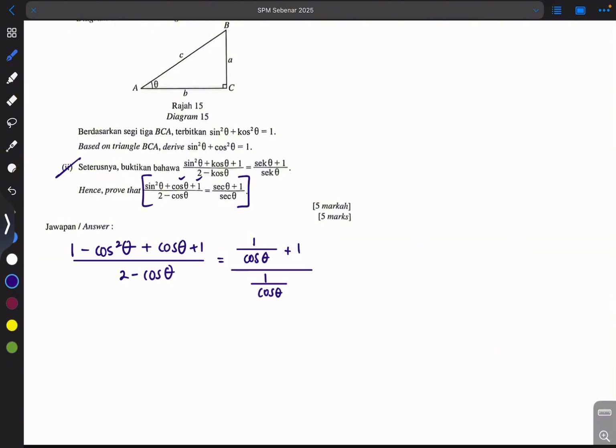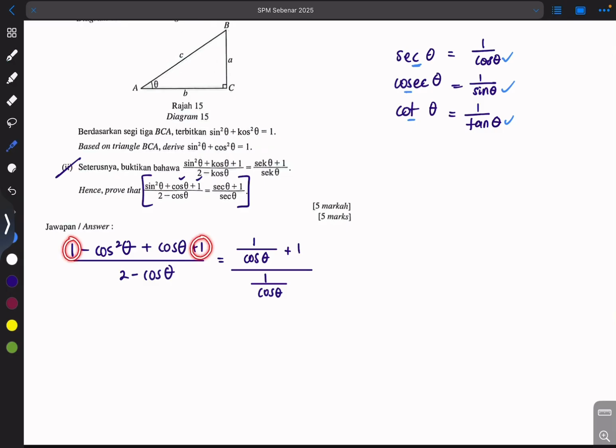If you don't already know, secant theta, cosecant theta, and cotangent theta: this is 1 over cos theta, this is 1 over sine theta, and this will be 1 over tangent theta. To remember this, you just look at the third alphabet. Third alphabet C means 1 over cos theta. Third alphabet is S, 1 over sine theta. Third alphabet is T, 1 over tangent theta. Right, so let's continue.